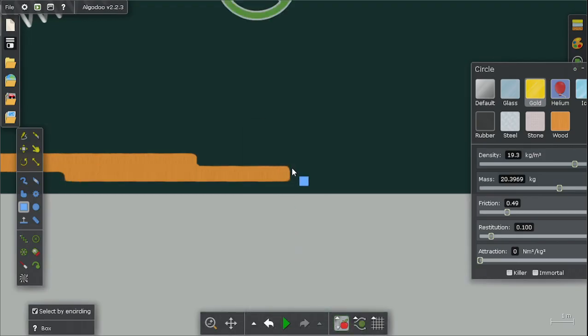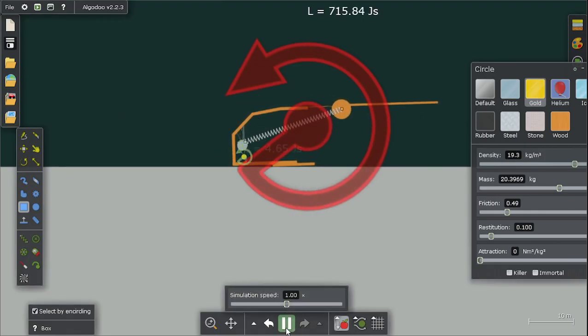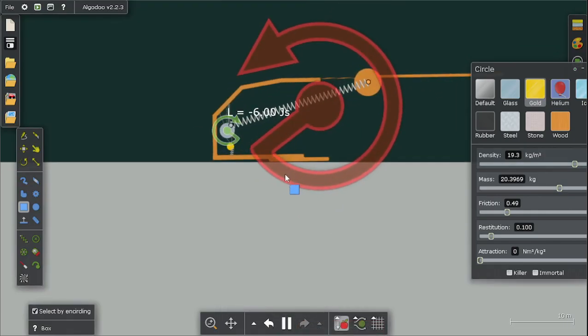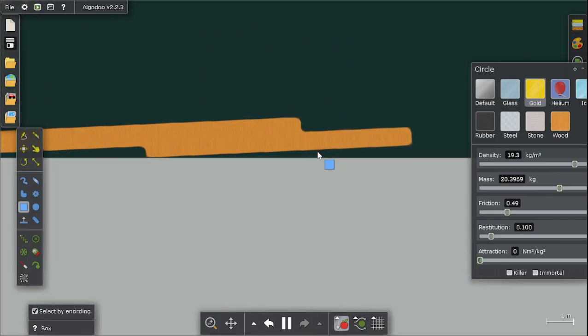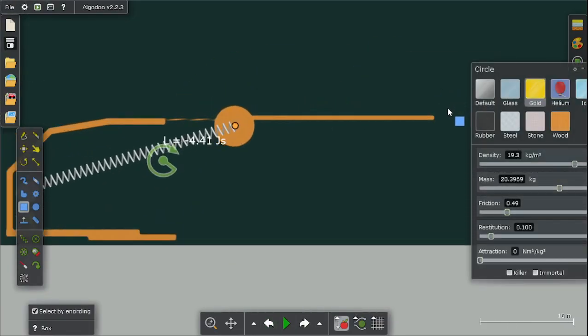Key equations. Newton's second law, 1 kilogram times a. This gives us the force when we know the acceleration. Negative 100 newtons per meter times 0.1 meter equals negative 10 newtons. This is the restoring force from the spring. Torque equals R times F, 0.5 meters. This is the torque generated by the force at a given distance from the pivot.